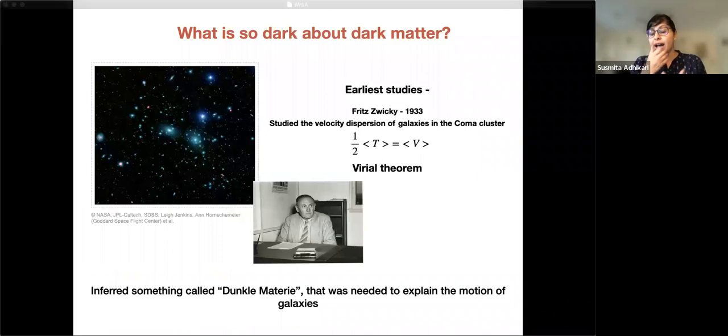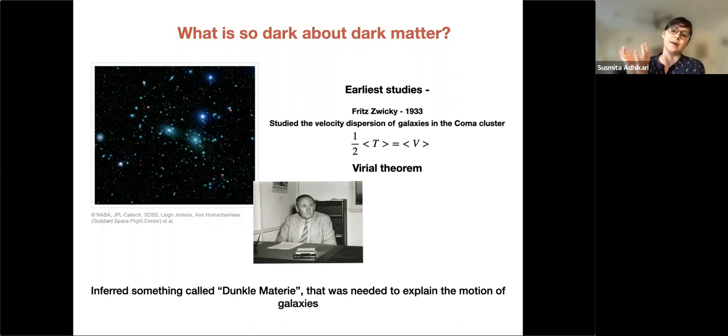In fact, a hint of this was also there much earlier. In 1933, Fritz Zwicky, who was a Swiss scientist, was studying a cluster of galaxies very close by to our own galaxy called the Coma cluster. And he was looking at the motion of the galaxies in the Coma cluster. What he found is that these galaxies are moving really, really fast. And if these galaxies are moving at the speeds at which they are moving, this cluster should not appear bound. It should actually break apart.